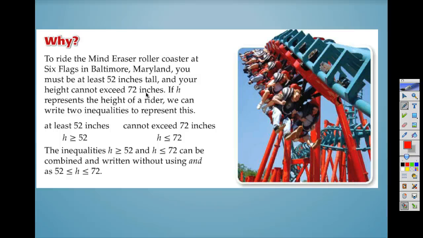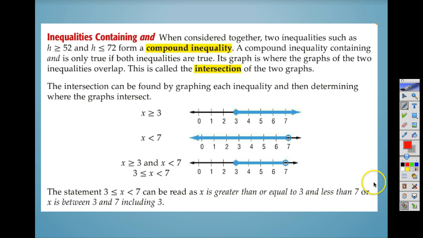So if you let h represent the height of the rider, then h has to be greater or equal to 52. H has to also be less or equal to 72. If we make this a compound inequality, you can put h in the middle because h is greater or equal to 52 but less than or equal to 72. All right.